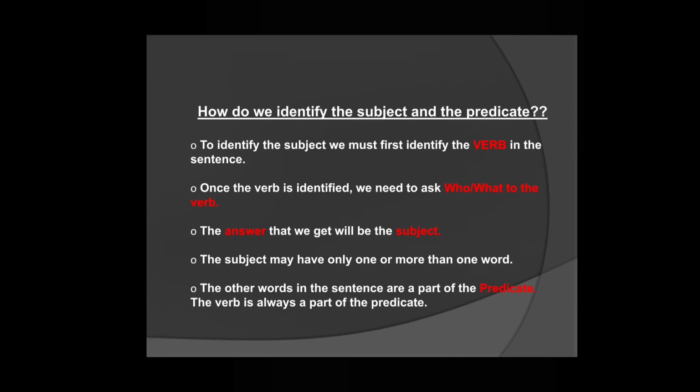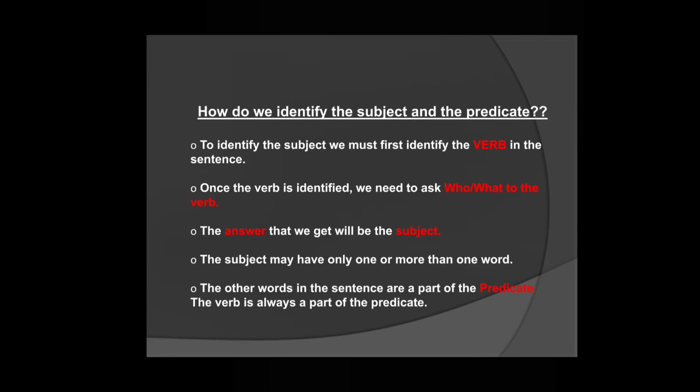Now remember students that the subject may be one word or it may be more than one word. It can be of two words and it can be a phrase, alright? Subject need not be only of one word, right? The other words in a sentence are the part of the predicate. So once your subject is identified, it is very easy to identify the predicate. Remember, the other words in the sentence that are left are the part of a predicate.